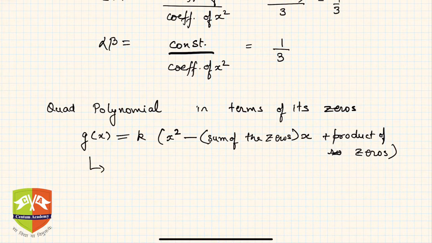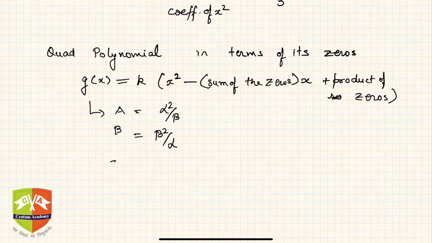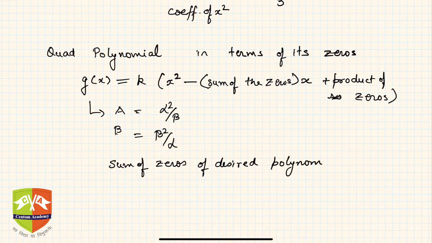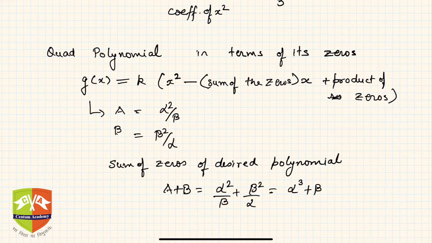And what are the desired roots? gx had zeros capital A and capital B, isn't it? If you remember, capital A is alpha square by beta and capital B was beta square by alpha. So my dear friends, the sum of the zeros of the desired polynomial, not the previous one, is A plus B, which is equal to alpha square by beta plus beta square by alpha, which is nothing but alpha cube plus beta cube by alpha beta. If you take the LCM, you'll get this expression.